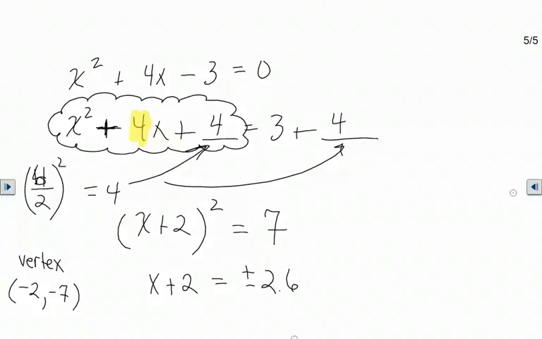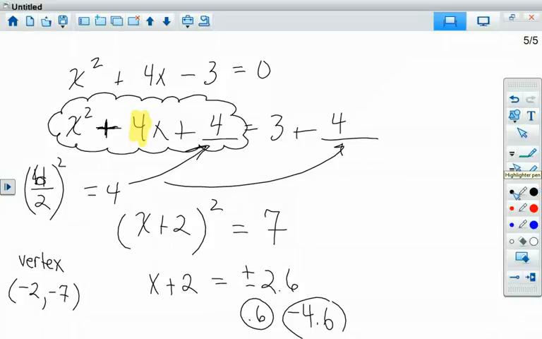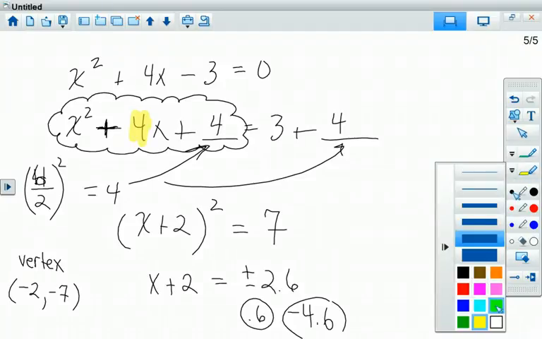So, what's -2 plus 2.6? I'm sorry, 2.6 minus 2. And what's negative 2 minus 2.6? Somebody tell me what the y-intercept is. The y-intercept, you don't even have to calculate. Where is it? Come on, people. Somebody knows it. I'm sorry, what? Negative 3. You have it before you even start.